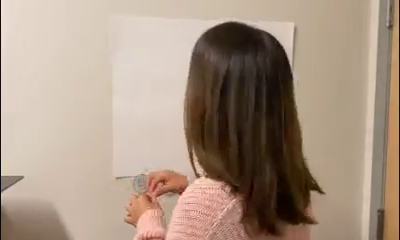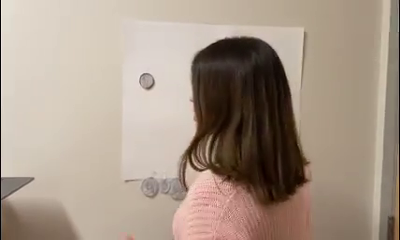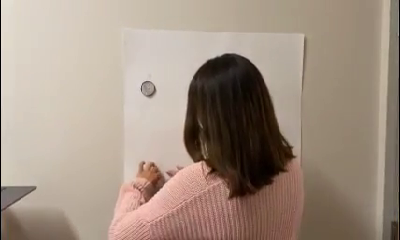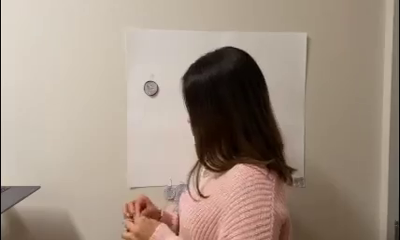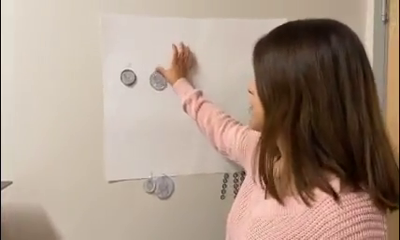We know that this is a penny because it is brown, small, and it has smooth edges. A penny is worth 1 cent. Next, we have a nickel. We know that this is a nickel because it is silver and it has smooth edges and it is smaller than a quarter but bigger than a dime. And a nickel is worth 5 cents.